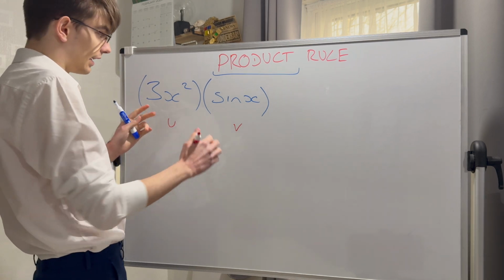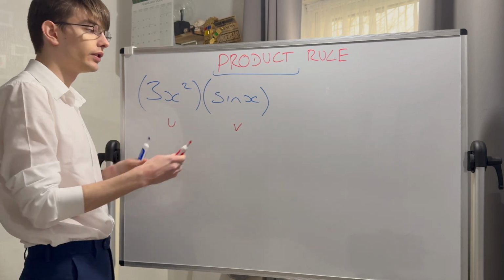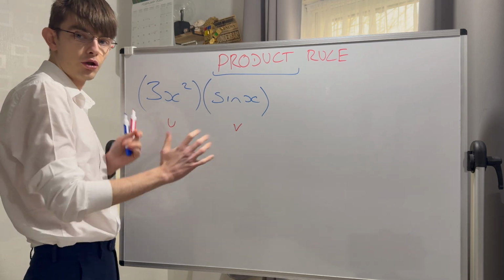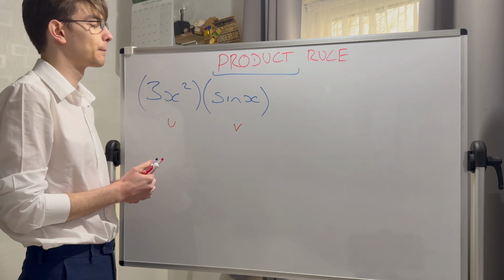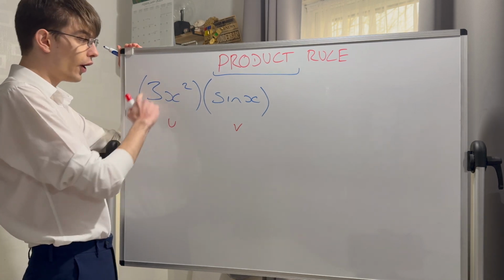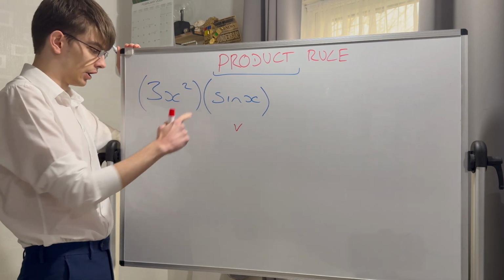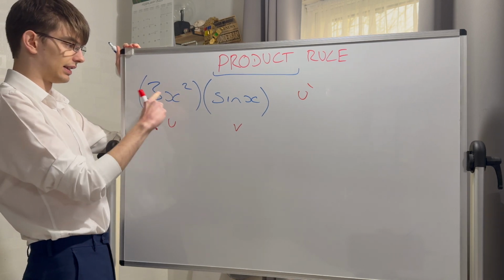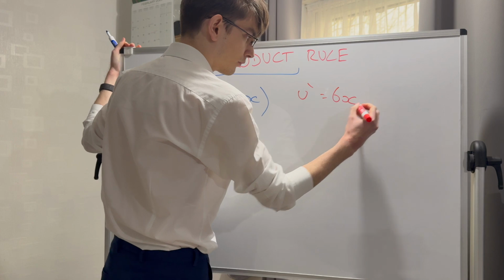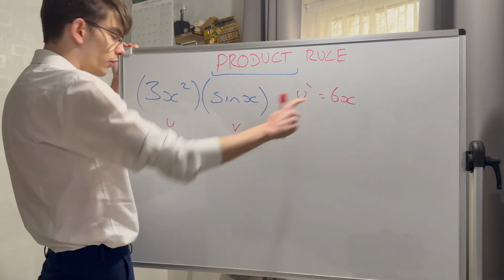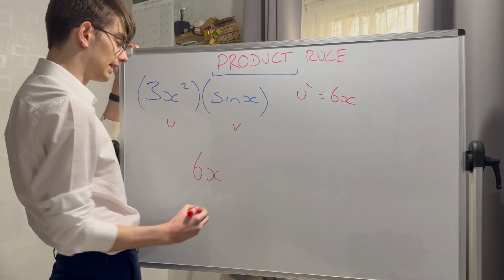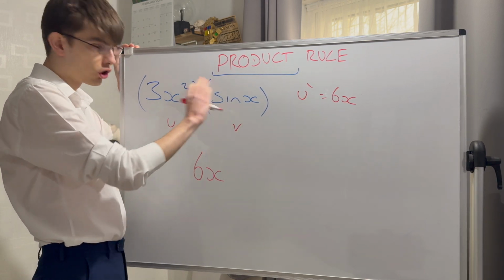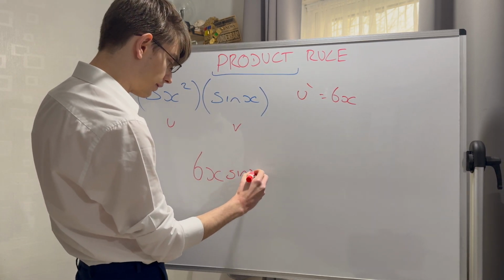The product rule states that if we have two functions multiplied by each other and we want to find the derivative of the whole thing combined, we split it up into our two functions, u and v, or f of x and g of x, and we take the first function and we differentiate it. So we take u prime, and u prime here is 6x. With that 6x, the derivative of this one, I multiply it by just the second function. So 6x times sine x.